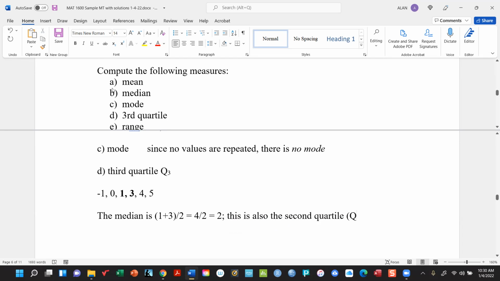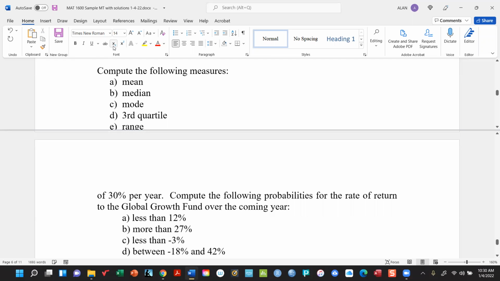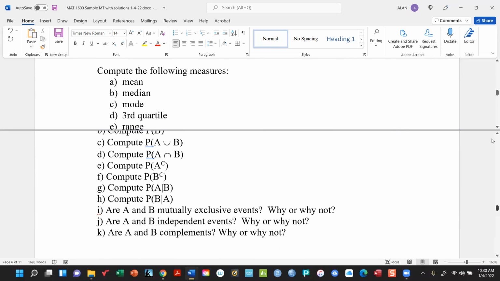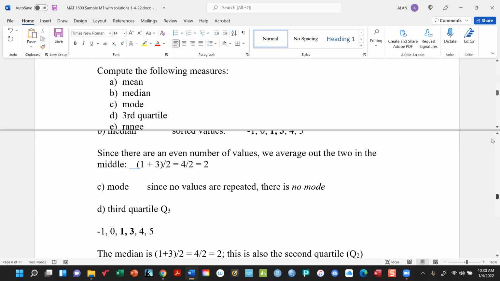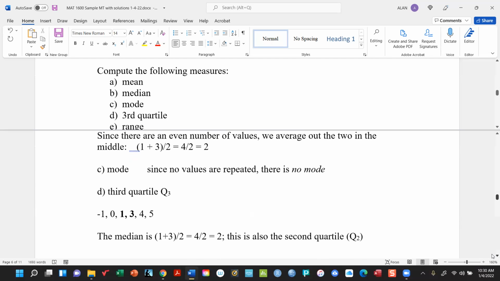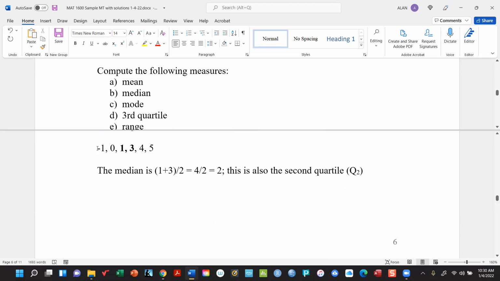Now, the reason why that matters is because what we're going to do is split the data in half, so that we actually have two sub-samples. We're breaking this up into two groups, the lower half and the upper half.